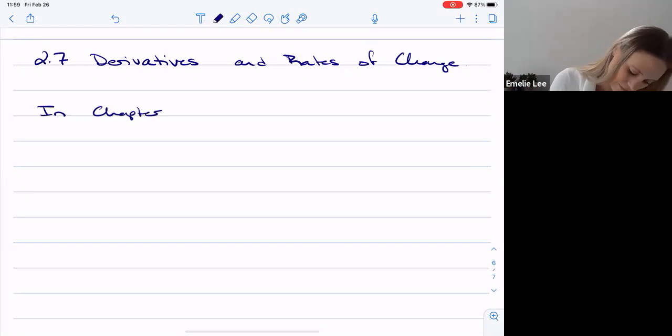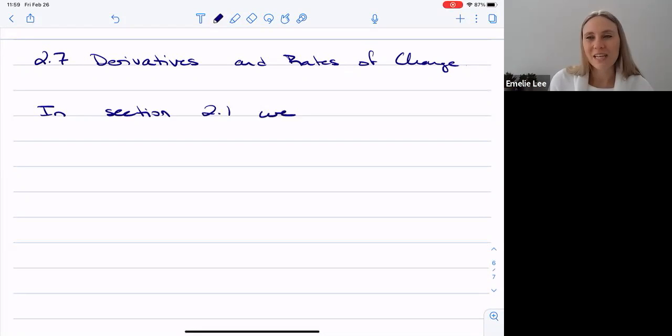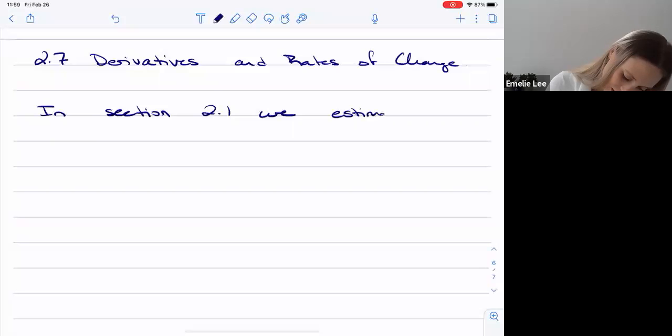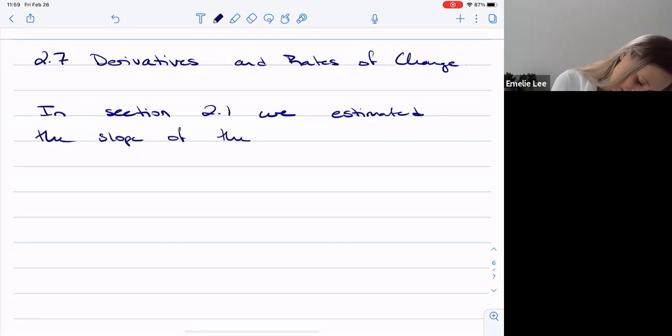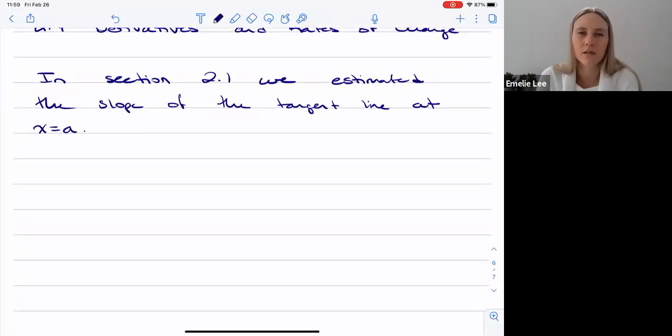In chapter 2, in section 2.1, we estimated the slope of the tangent line, right? So we estimated the slope of the tangent line at x equals a. Okay. So in this section, we're going to name the slope of the tangent line. The slope of the tangent line is the derivative.